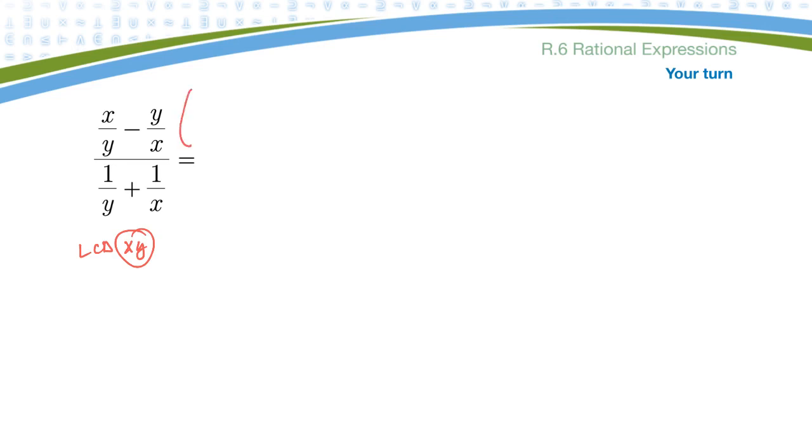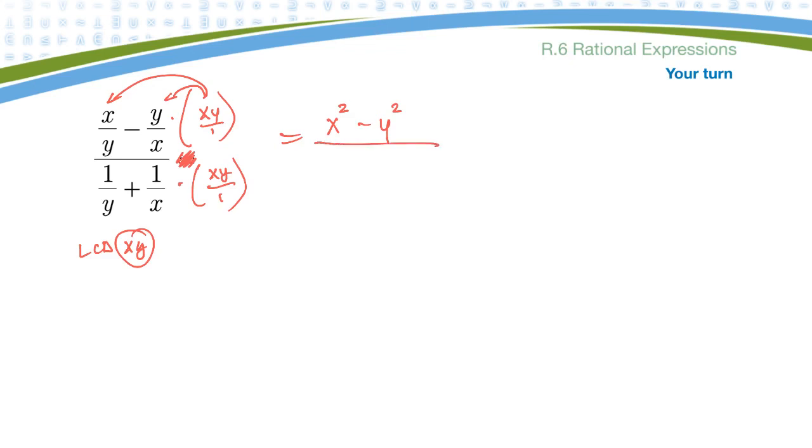So I'm going to multiply this by xy over 1, and multiply this side by xy over 1. I guess I shouldn't have that equal sign in there. So when I multiply this by this, the y's cancel, but I've got two x's there, so I've got x squared. And then this one times this one, the x cancels, but the y's don't, so I'd have minus y squared. On the bottom, the y's would cancel, so it would just be an x. And then the x would cancel, so it would just be a y.